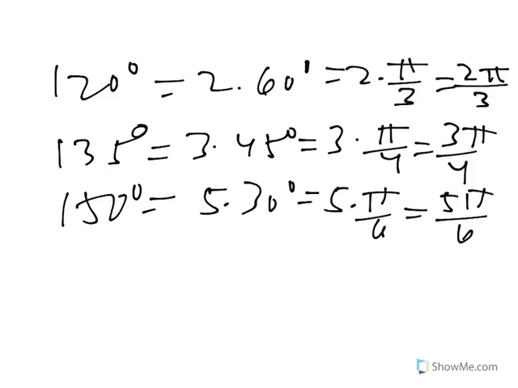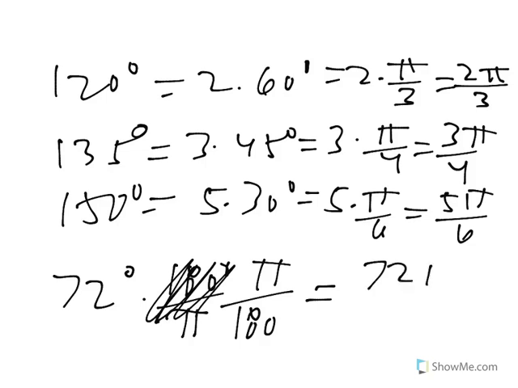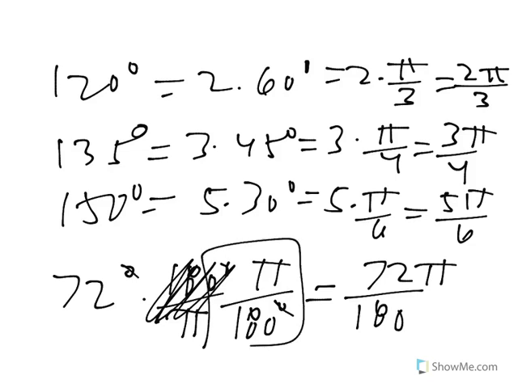But maybe you get some angle that's not so familiar, like 72 degrees or something like that. So to turn from degrees to radians, you multiply by pi over 180. So we get 72 pi over 180. The degrees cancel each other out. And then we can reduce that, divide both by 9, get 8 pi over 20, and then divide both by 4 and get 2 pi over 5.